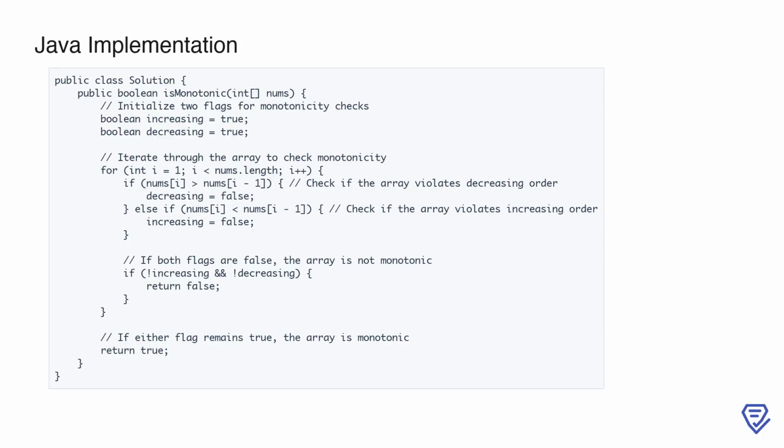Key differences include Java's use of explicit type declarations and the absence of Python-specific syntax like elif. This implementation adheres to Java conventions and ensures clarity and efficiency.